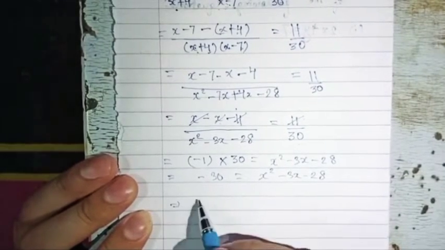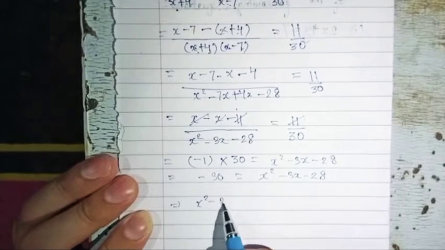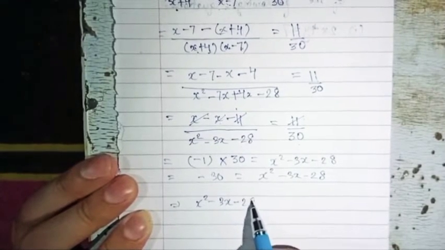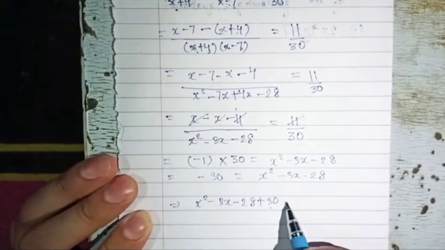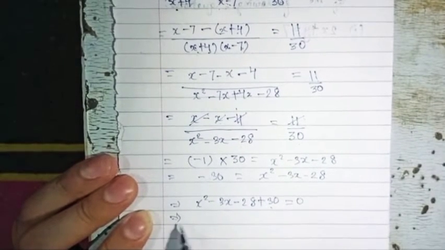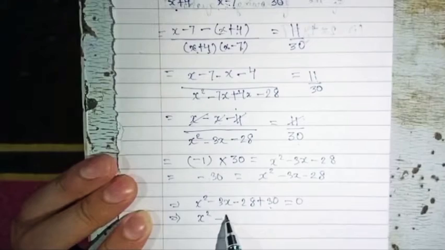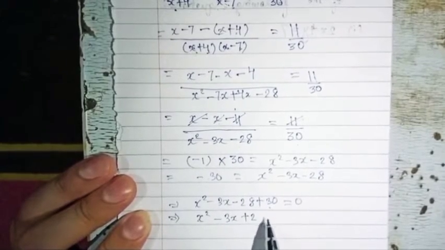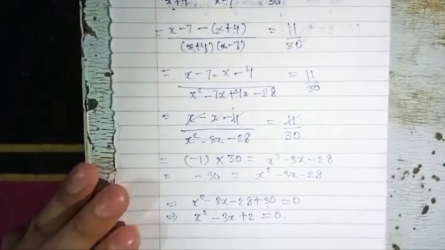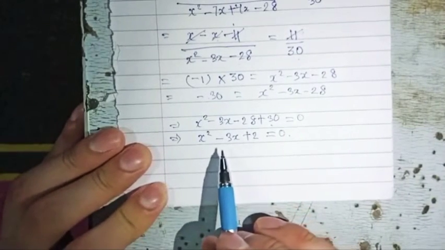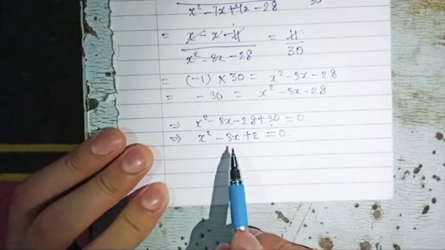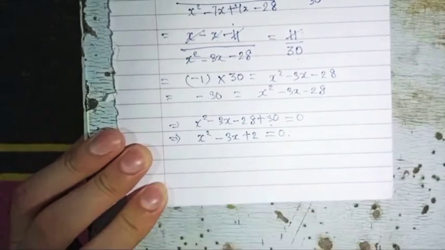Now this equation will become x square minus 3x minus 28 plus 30. Okay, negative 30 will become positive here, is equal to 0. That means we will get the equation x square minus 3x plus 2 equal to 0. Now x square minus 3x plus 2 can be easily solved with the help of splitting the middle term. So it can be written as 2 and 1.